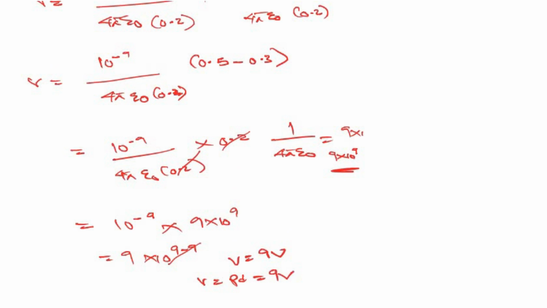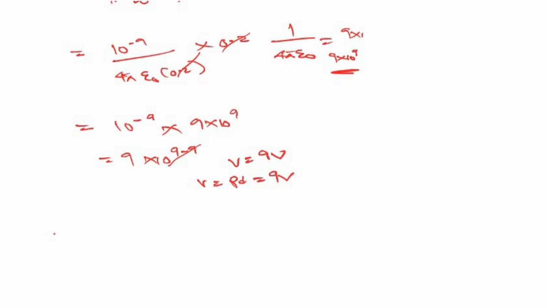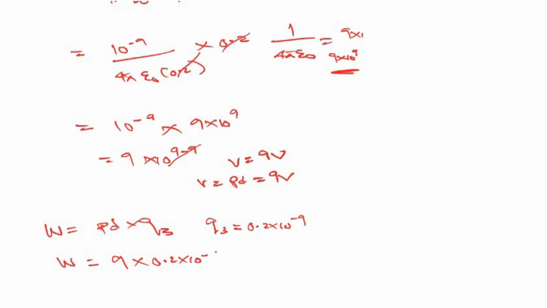So quickly now we can find the work required to move the charge to the middle. Work is equal to PD multiplied by Q3, since we are looking for the work required to move charge Q3, and Q3 is given as 0.2 nanocoulomb, 0.2 times 10 raised to the power of minus 9. So our work is now equal to 9 times 0.2 times 10 raised to the power of minus 9. So our work is equal to 1.8 times 10 raised to the power of minus 9 joule. So this is our final answer. This is the work required to move Q3 to the midpoint of the two charges.